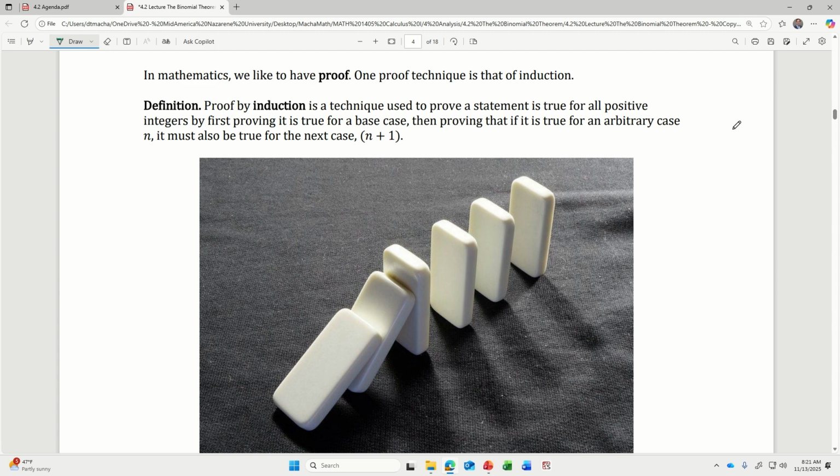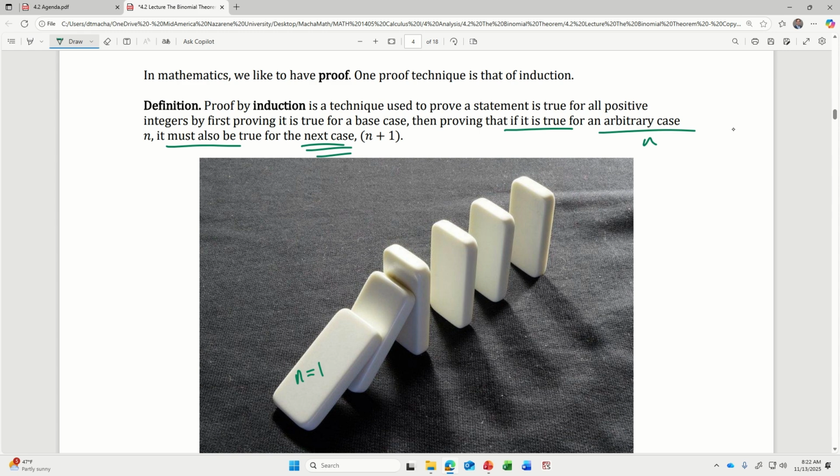Proof by induction is a technique that goes like this. I'm going to first prove that it's true in the base case where n is equal to 1. And then the next thing I'm going to prove is if it's true for an arbitrary case n, then it must also be true for the next case, n plus 1.